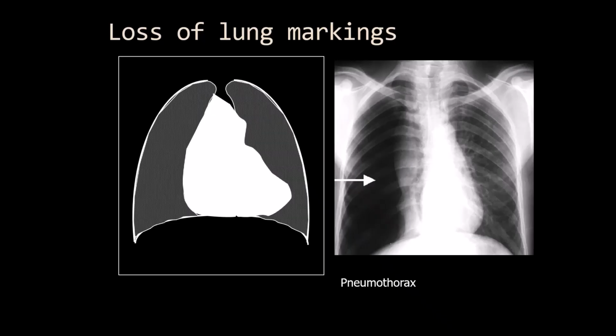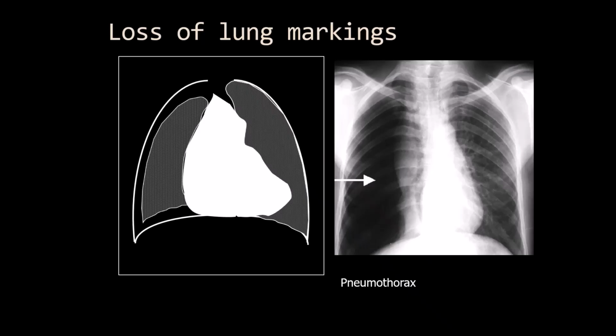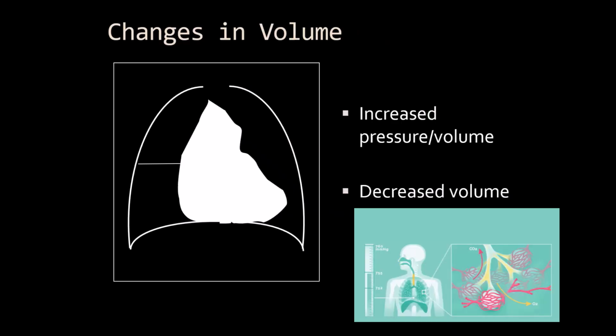Let's take a moment to study these illustrations of lung markings on trauma radiographs and the influence of fluids or lack of fluids within the thorax. Here we see a right lung pneumothorax, where the air is pushing in on the right lung and shifting the heart and the left lung to the other side of the thorax. Let's see how the changes in volume of air within the thorax affect the chest.